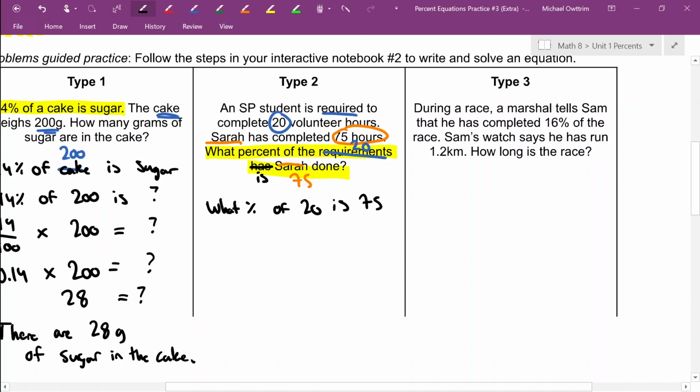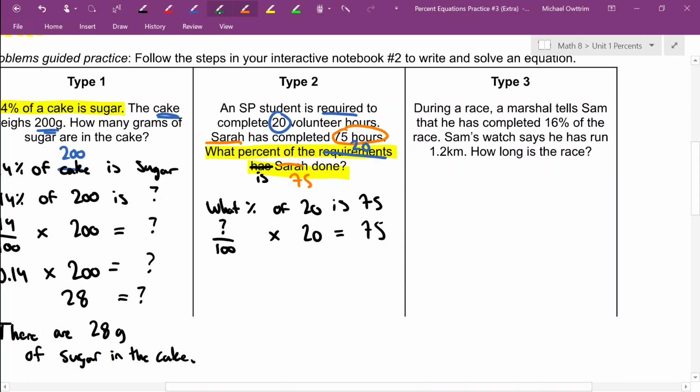And so now let's translate that into an equation. We got our question mark for what, percent is out of 100, of is multiply, 20 is a number, so just 20, is translates into equals, and 75 is a number, so just 75. Again, our question mark is not by itself on the left side of the equal sign, so we're going to undo the things that are being done to it.